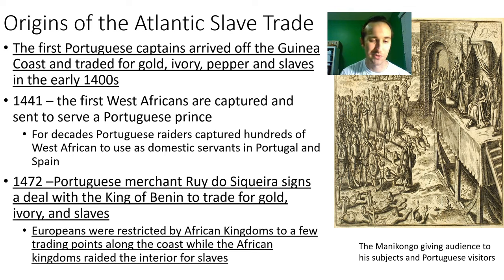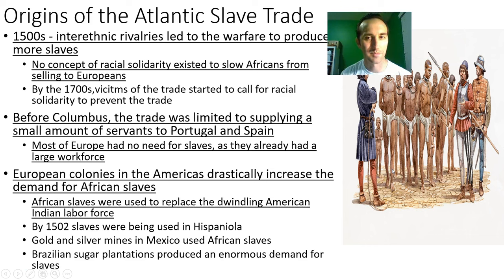Europeans were restricted by African kingdoms to a few trading points along the coast, while the African kingdoms raided the interior for slaves. So early on, it was a couple raids by the Portuguese. Now it's a deal with African kings that the African kings will do the work of capturing the actual slaves. So here's an example of the Manin Congo giving audience to his subjects and Portuguese visitors. So it's kind of the Portuguese showing up asking to break into this trade.